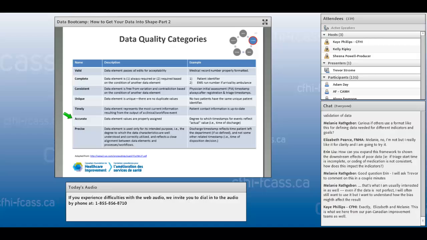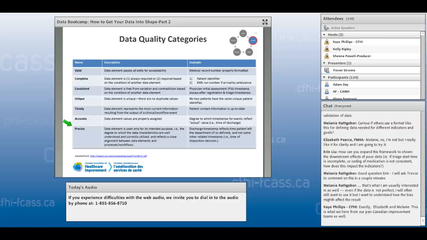So if we look at accurate, this would be the degree to which timestamps for events reflect actual values. So if we have a time of discharge, for example, how accurate is that? Is this an accurate representation of the time that the patient was discharged?